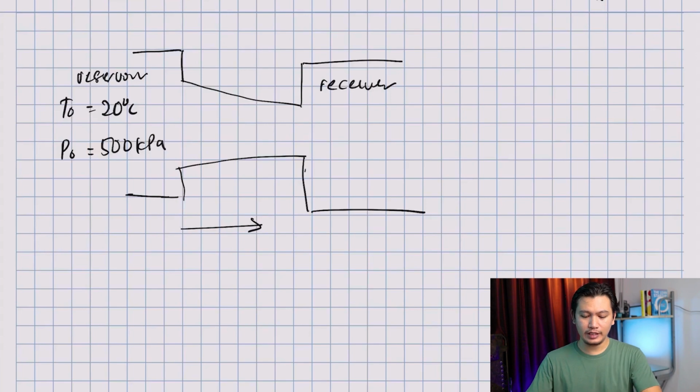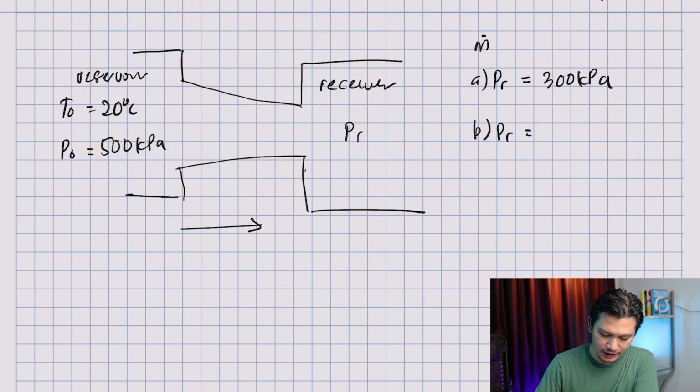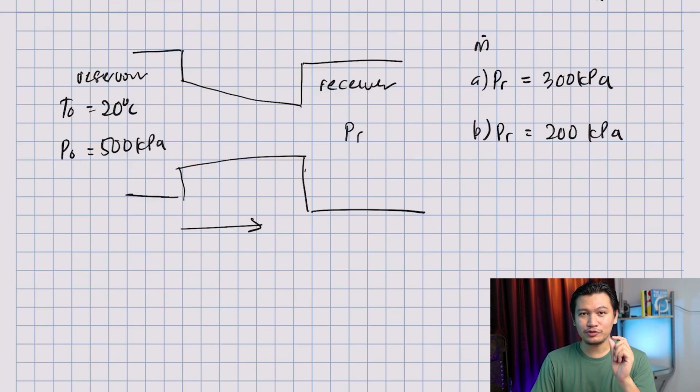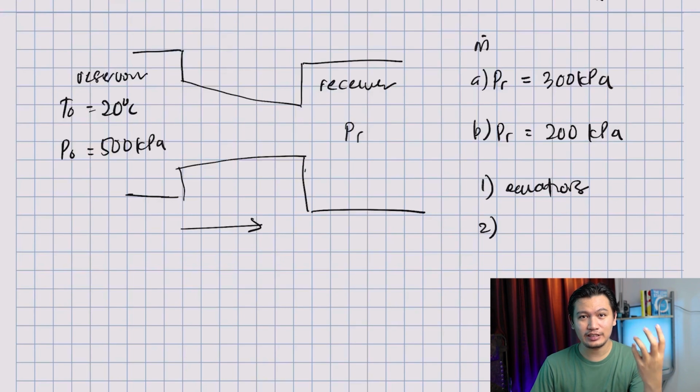And what we need to find now is the mass flow rate, under two conditions. What is the mass flow rate if the absolute pressure inside the receiver, so this is PR, is first 300 kilopascal, and what would be the flow rate if the absolute pressure at the receiver is 200 kilopascal? And I also want to show you different methods of solving this problem. First is that we're going to use our equations. And the second is we are going to use what we call the isentropic flow table.